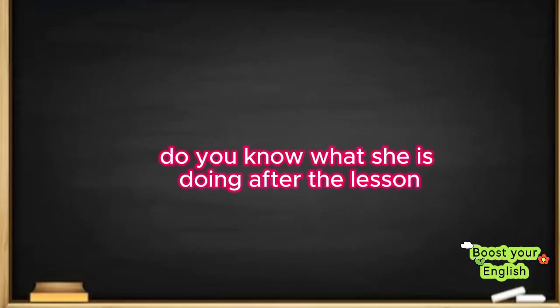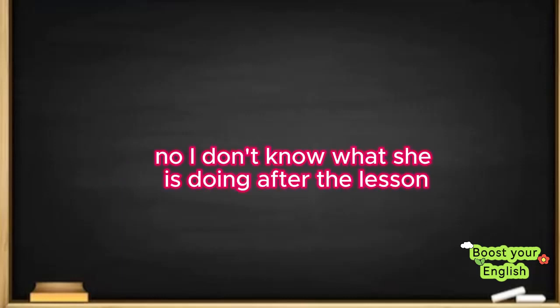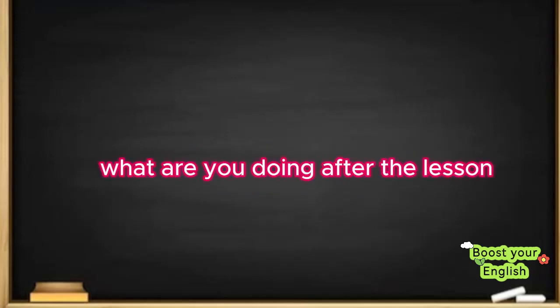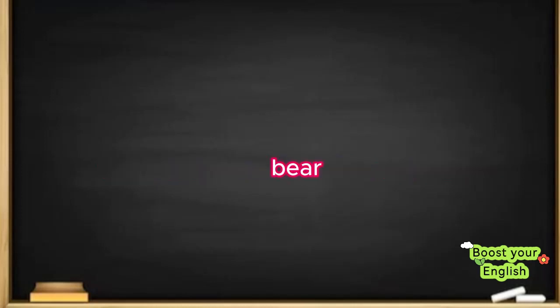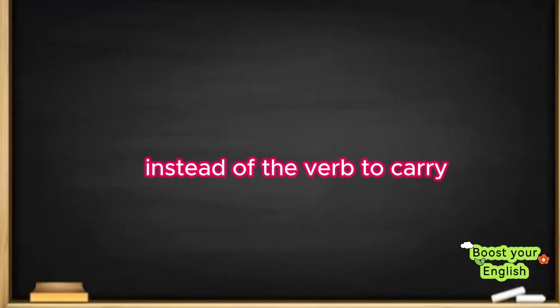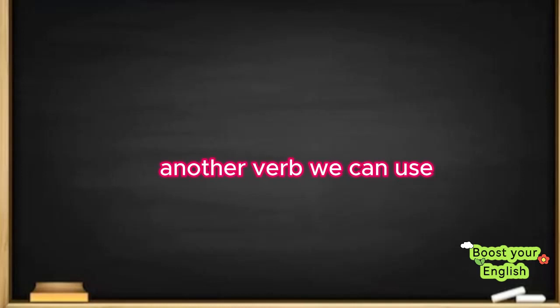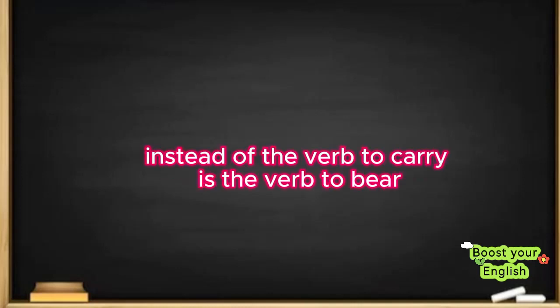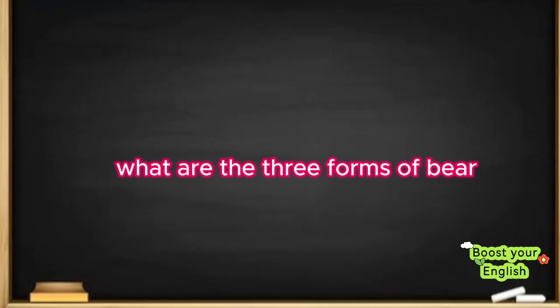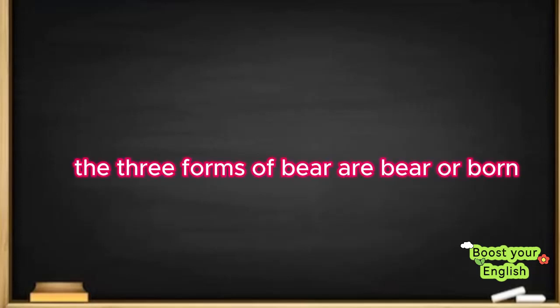Do you know what she is doing after the lesson? No, I don't know what she is doing after the lesson. Ask her, please. What are you doing after the lesson? Bear. Bore. Born. What's another verb we can use instead of the verb to carry? Another verb we can use instead of the verb to carry is the verb to bear. What are the three forms of bear? The three forms of bear are bear, bore, born.